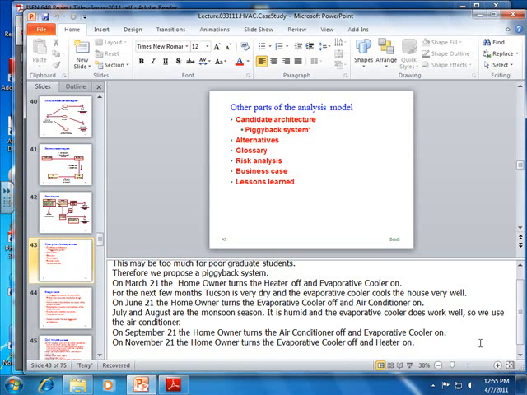So they started looking at this analysis model. So far they have identified the AC and the heater. And then they looked around and found out that actually the AC is expensive to run. So they started thinking about an alternative design. That's why they are talking about maybe we can add an evaporative cooler. Okay. Any other questions?